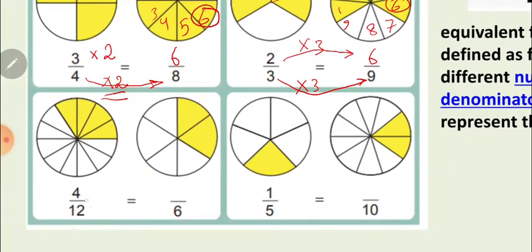The last one, 4/12. And as you can see, the 12 becomes 6. Does it get greater or less? Less. That means you divide. Amazing. So 12 divided by 2 equals 6. Now divide the 4 by 2 also. It will be 2. That's correct. 1/5. The 5 becomes 10. My number is getting bigger. So, of course, try to find the answer by yourself.